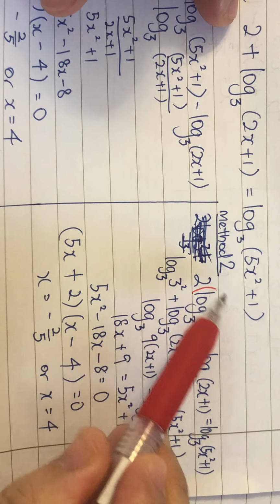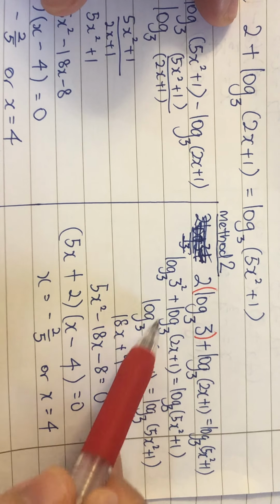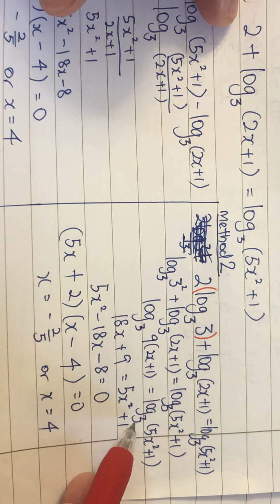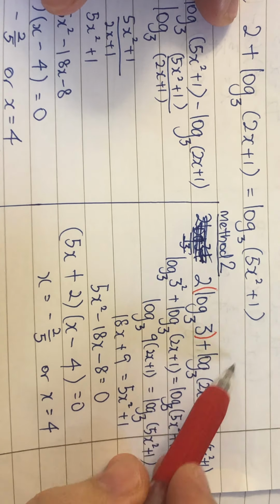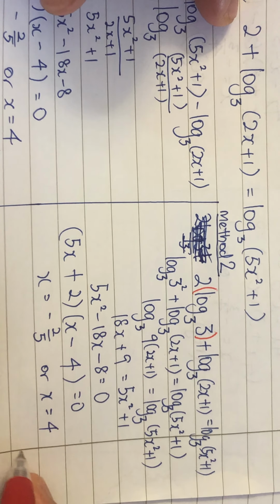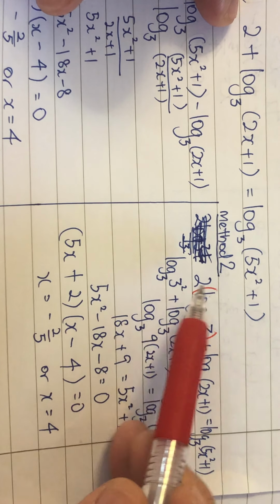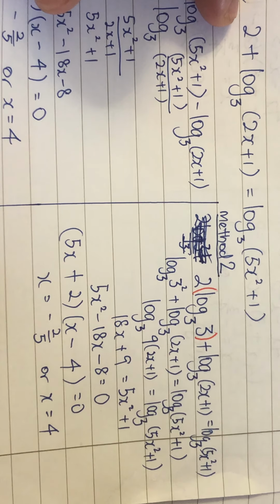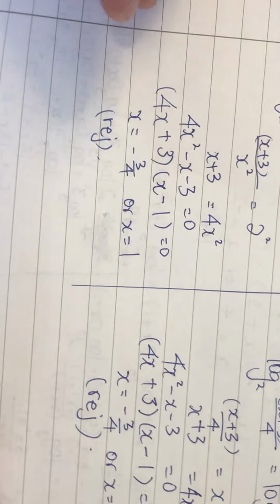So I bring this power up, I square it, becomes a 9. Then I combine these two. 9 times 2x plus 1 becomes this. And once the base of both sides are the same, in fact they are the same right from the start, I can use algebra again. And then when I check my final answer, there's no need to reject anything. Then I am happy and I accept both of these answers. Now that's for question number 1, part 1 and part 2. Now let's do part 3.